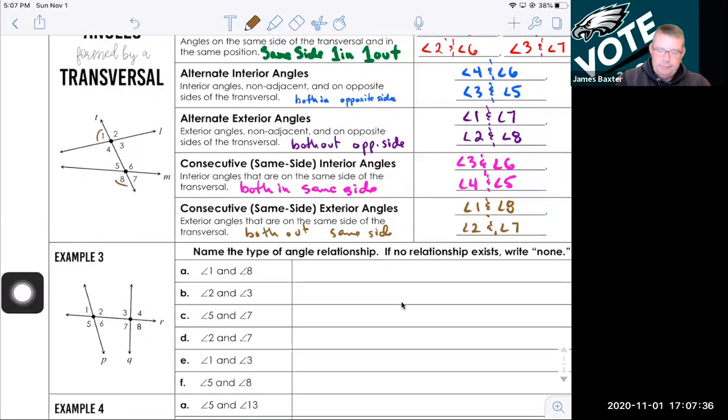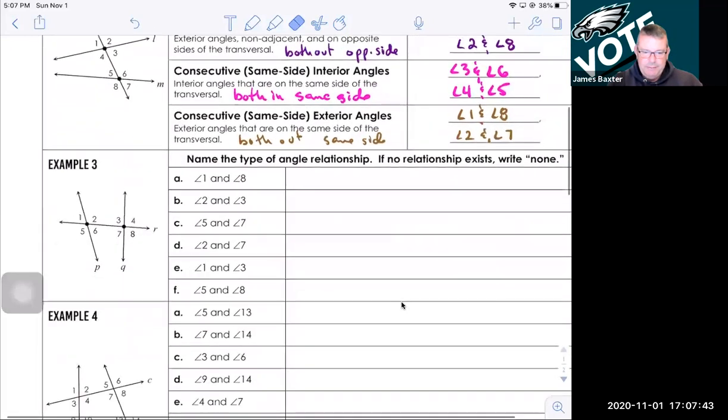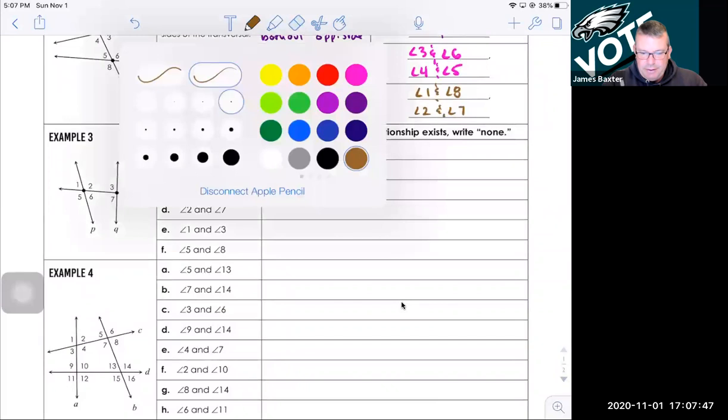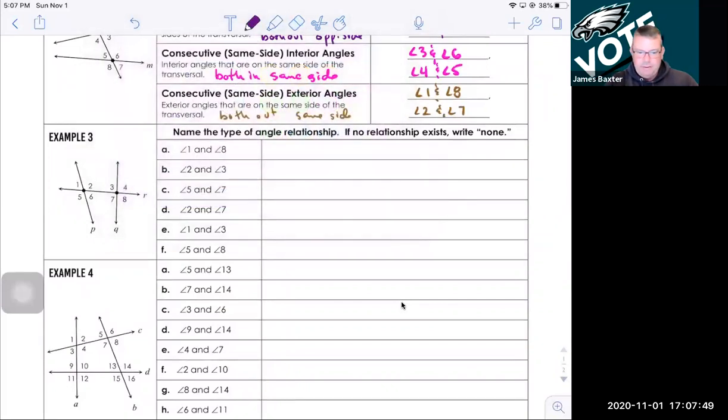2, 7. Okay, so there's your notes on those. Jot them down. I'm going to go through these problems and we're going to make an Ed puzzle out of it for you. So here we go. These tell us the relationship between these angles. If no relationship exists, write none. So I look at the very first one.